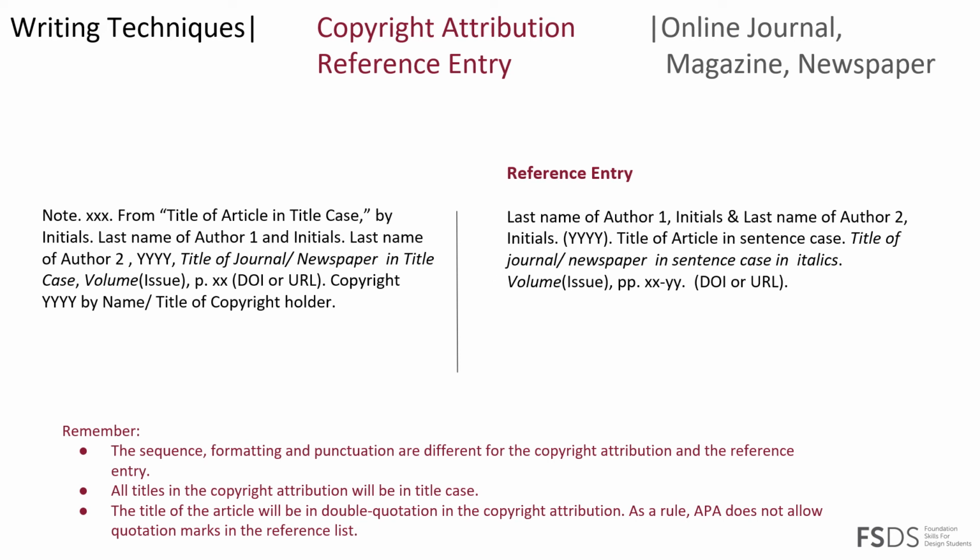Start by writing the word copyright followed by the year of publication followed by the word by and then the name or title of the copyright holder. In case of newspaper, journal or magazine articles, usually the organization and publication holds the copyright. Always verify this with the source material.